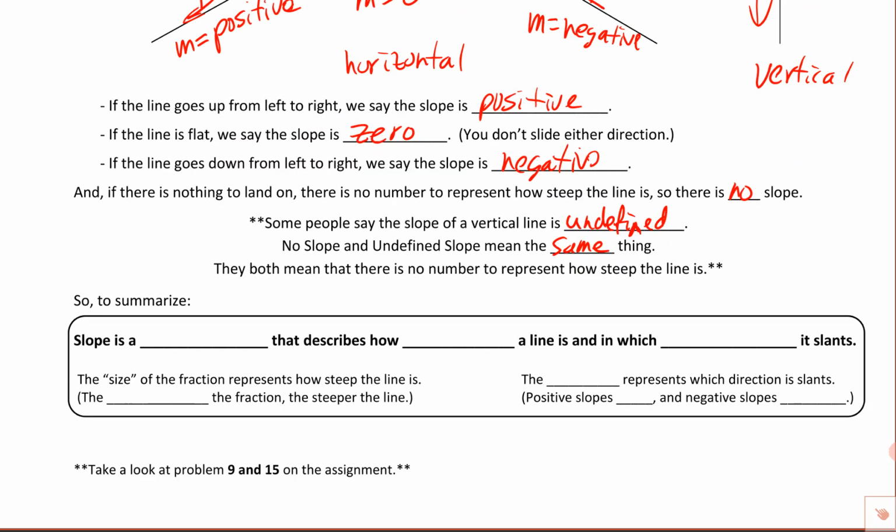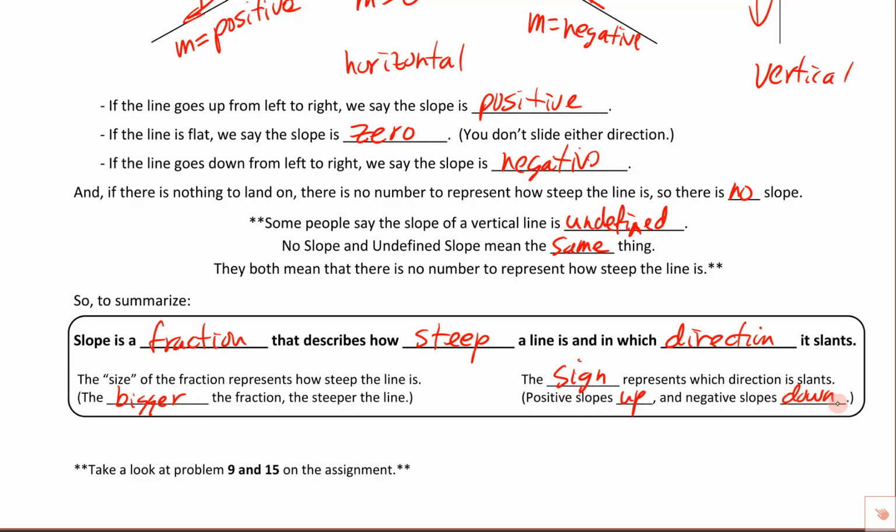So we're going to summarize all of this. Now, we've been talking about slope for this entire time. So again, this is a summary here. Slope is a fraction. I always want you to think of slope as a fraction. Slope is a fraction that describes how steep the line is and in which direction it slants. The size of the fraction, the bigger the number, tells you how steep it is. So the bigger the fraction, the steeper the line is. And the sign, whether it's positive or negative, represents the direction that it slants. So positive slopes up from left to right and negative slopes down from left to right.